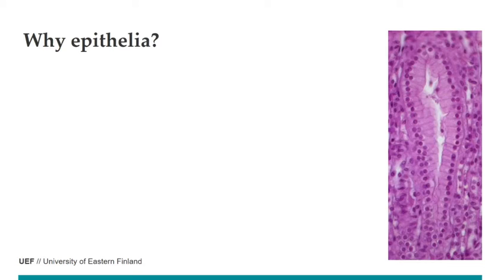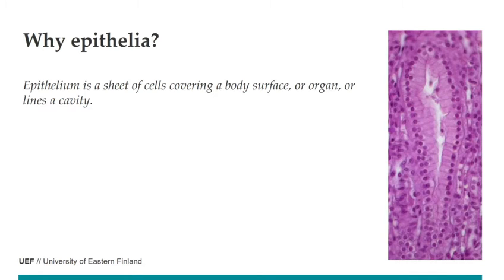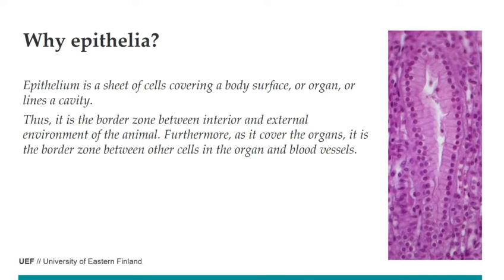Well, why are we focusing on epithelia? It's because it's the cover of the whole animal. It's also covering all the organs inside this animal, and it covers all the cavities in these animals. So if we have an organ and there's a blood vessel, the blood vessel is covered by the epithelia. And it's actually the border between the interior of the animal and the external environment of the animal.